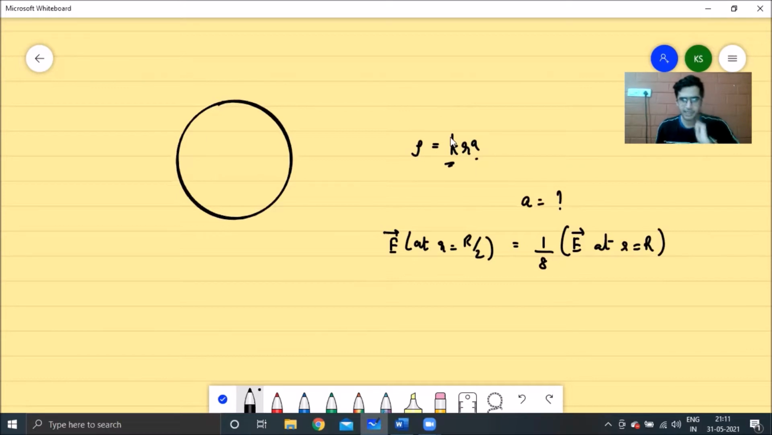We'll make use of the charge density which is given, and we'll try to write this equation in terms of this unknown. And we'll find out what the electric field at R by 2 is. We'll find out what the electric field at R is. And then we'll make use of this condition, and we'll see if this gives us the answer of what a will be equal to over here, right?